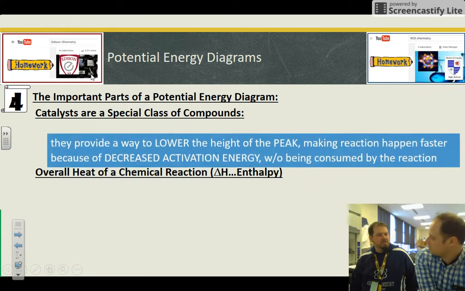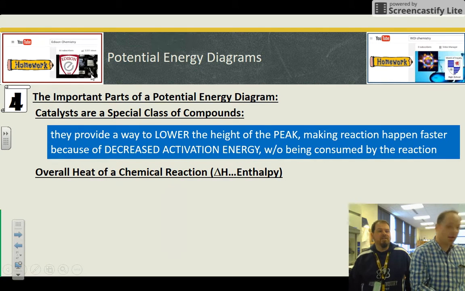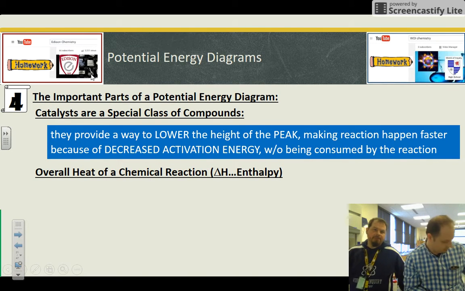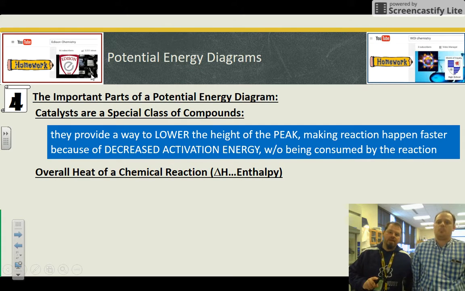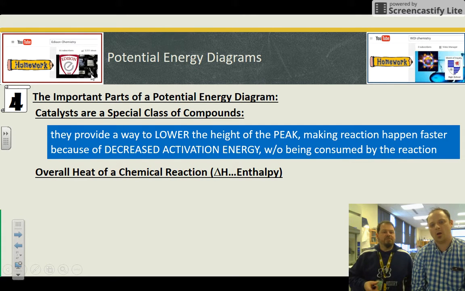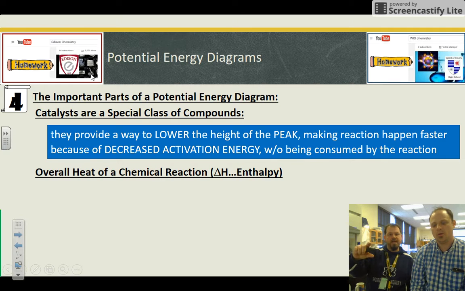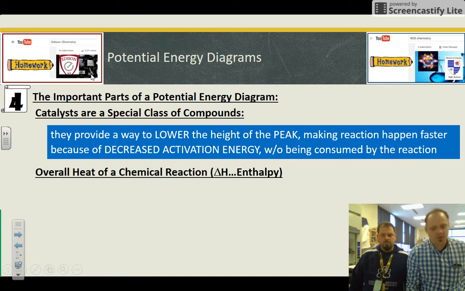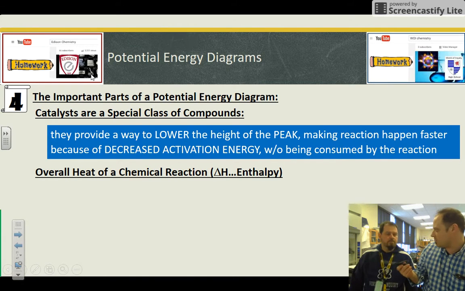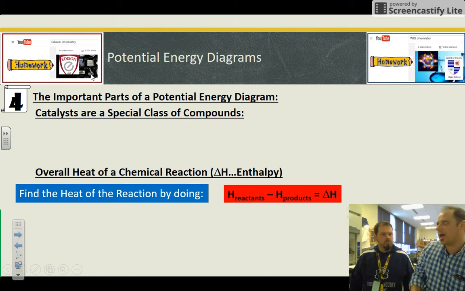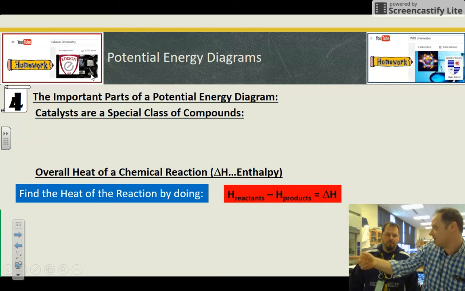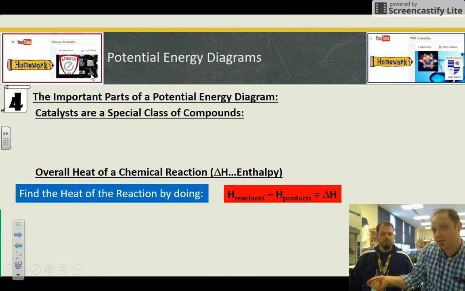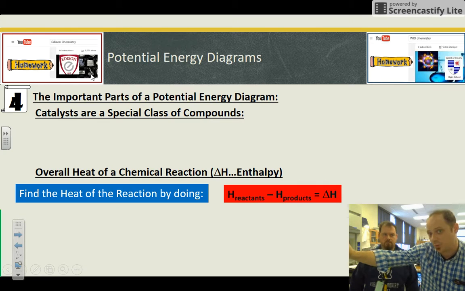Now catalysts come into play a little bit here. They provide a way to lower the height of that peak. That's the dotted line. It makes the reaction happen faster because I've essentially decreased the activation energy without the catalyst being consumed. Catalysts are not only like tools that you use to get jobs done that aren't changed, they're also a lot like tunnels through mountains. Highways and trains could go over the mountains, but it's a heck of a lot easier to go straight through. You still get from point A to point B, you just found an alternate pathway.